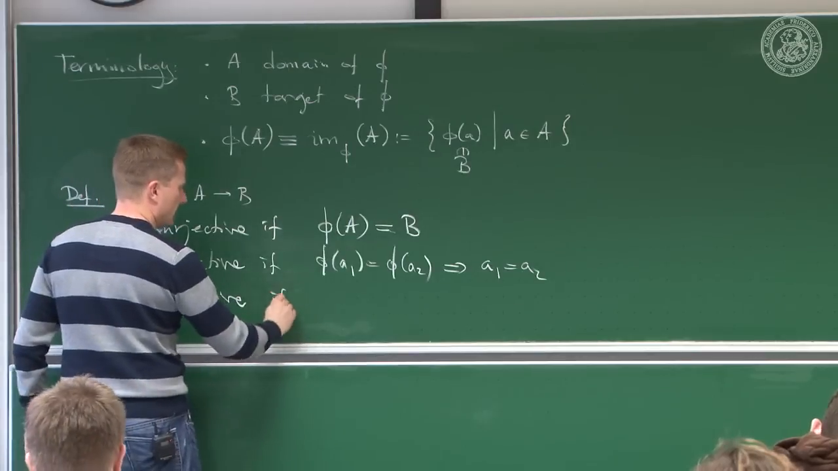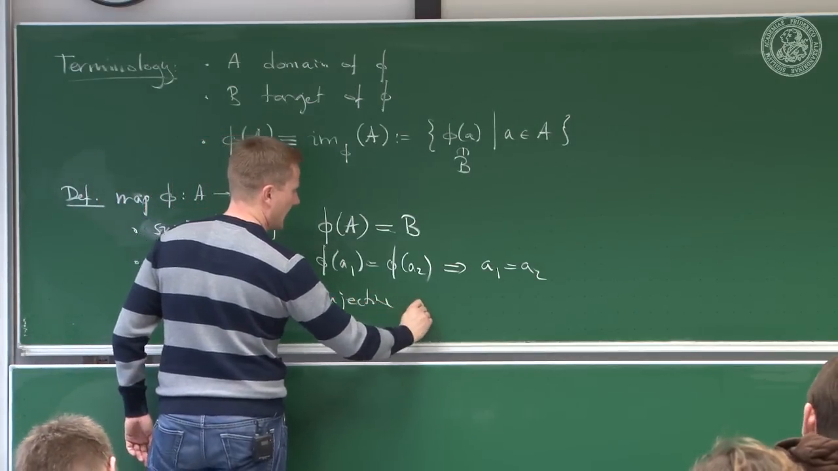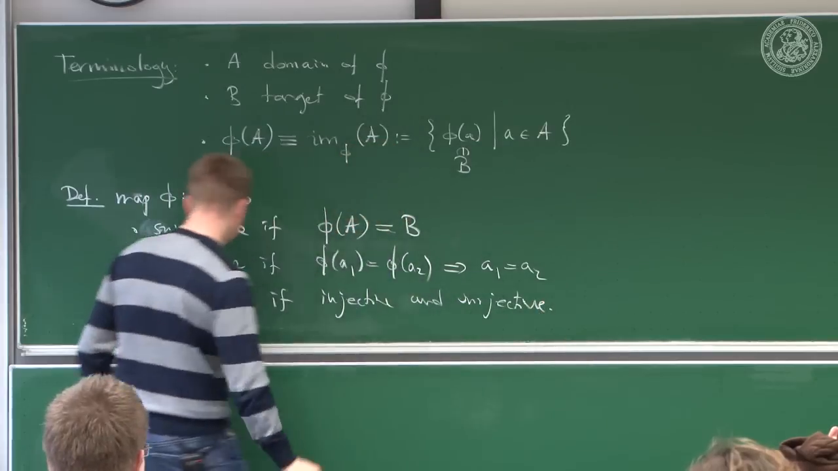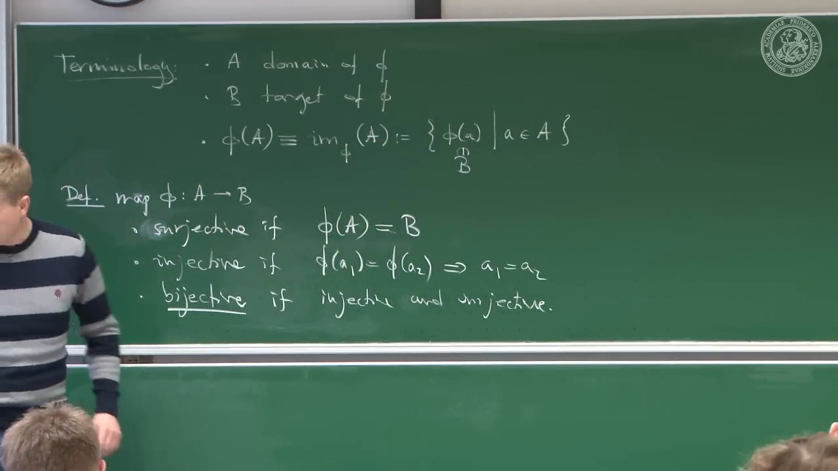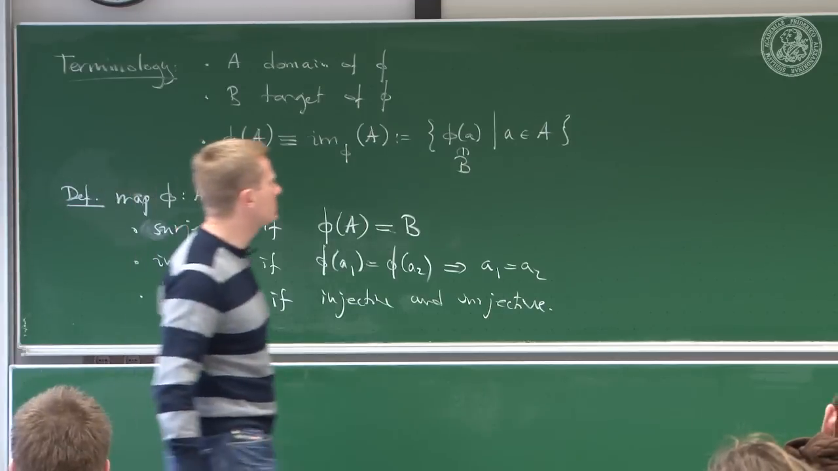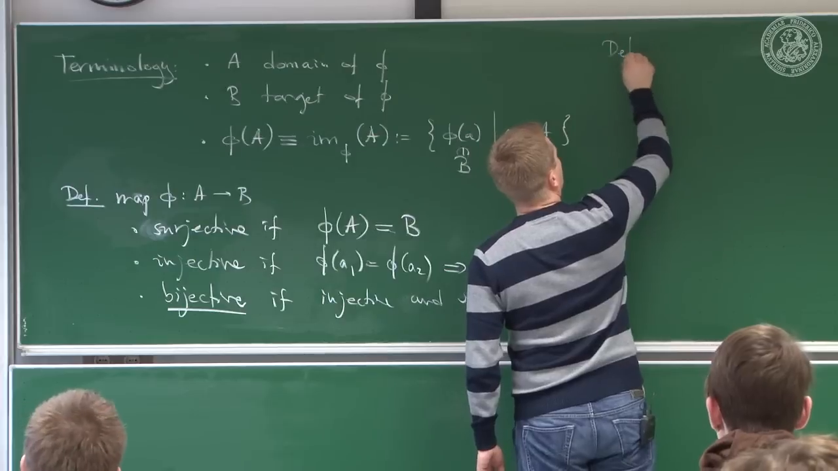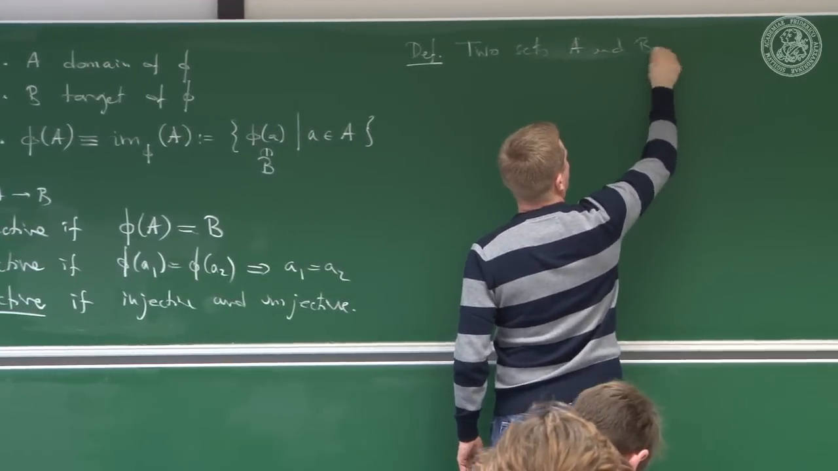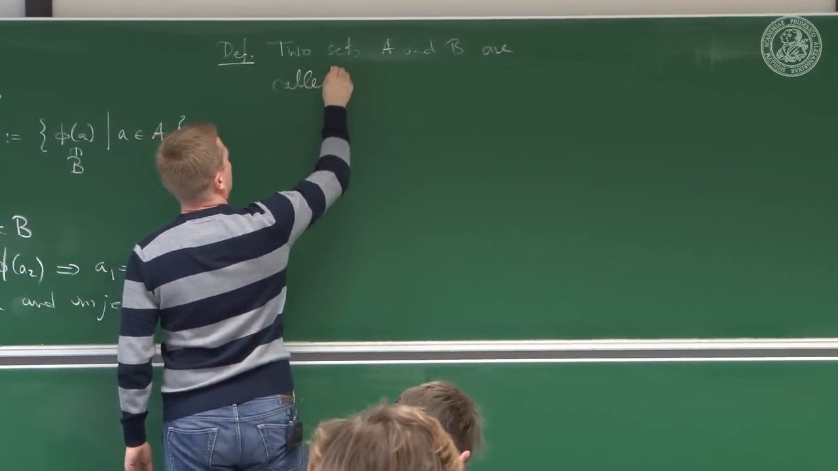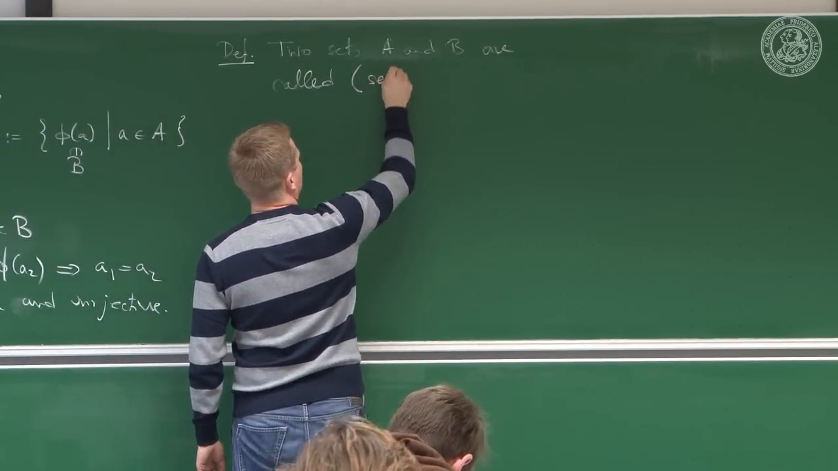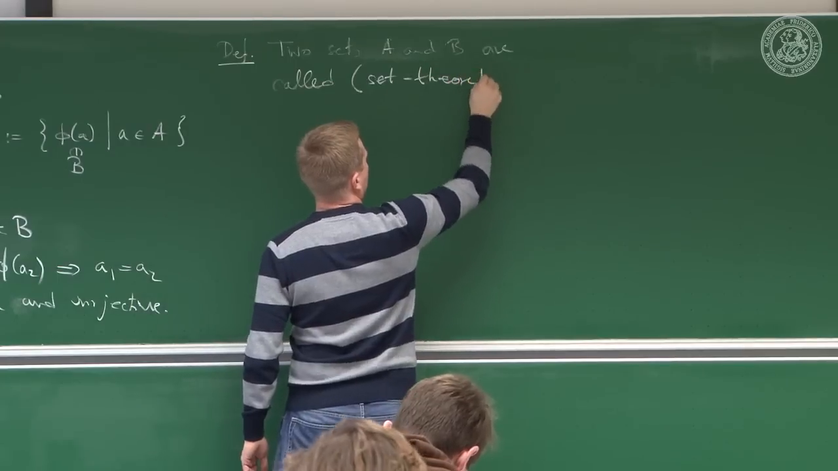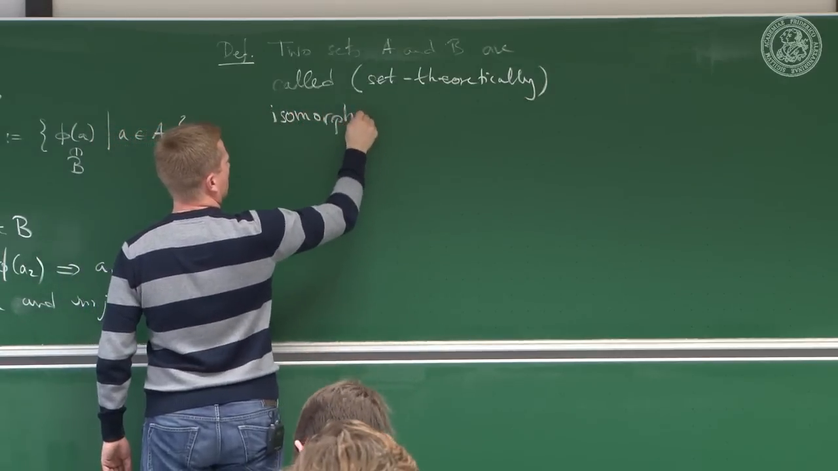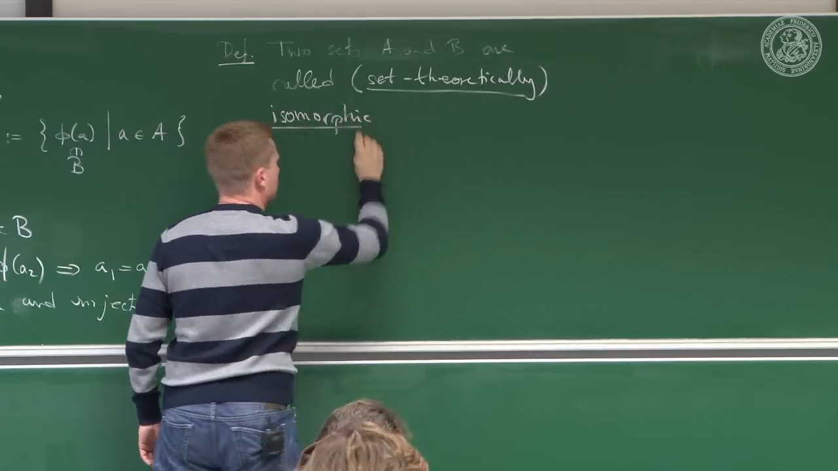And the map is bijective, and that's the key notion. It's bijective if it's injective and surjective. And bijective is by far the most important notion. In fact, we have the following key definition. Two sets, A and B, are called, and I put the qualifier here, set theoretically isomorphic. So they're called isomorphic in set theory.